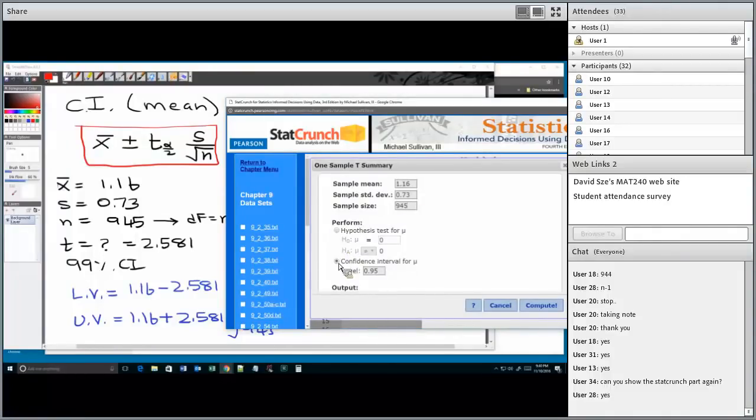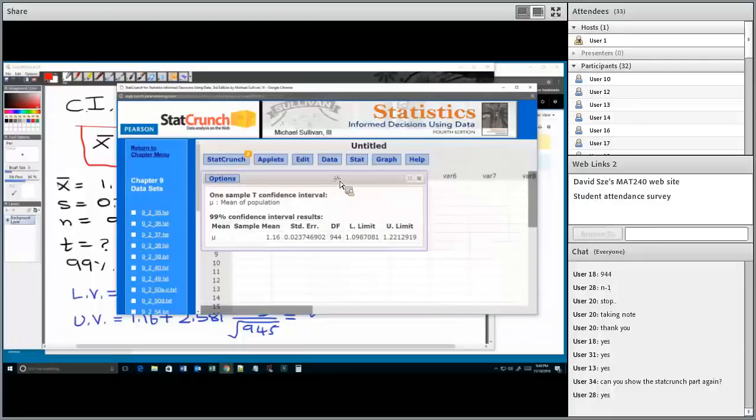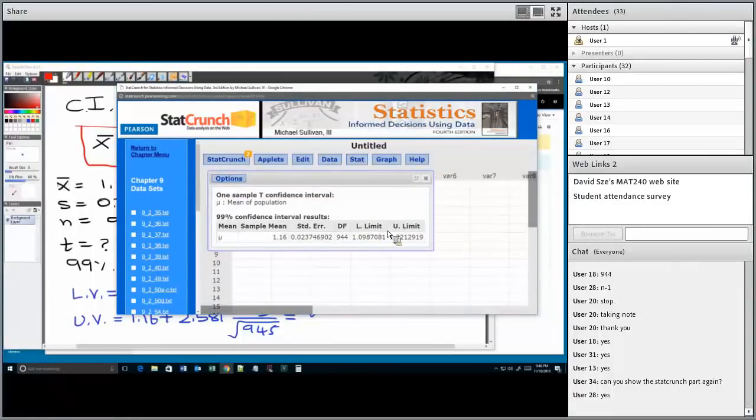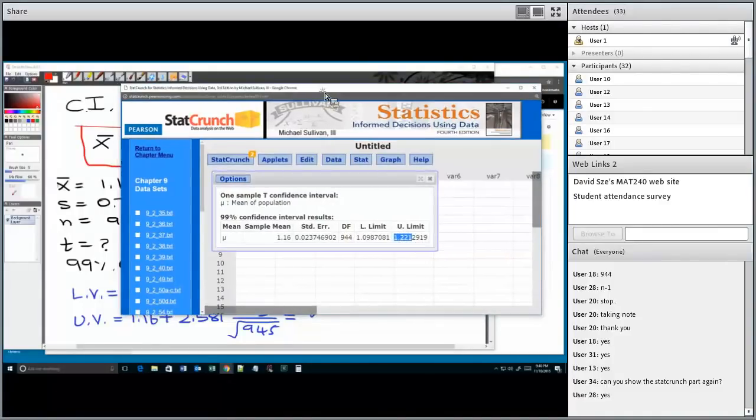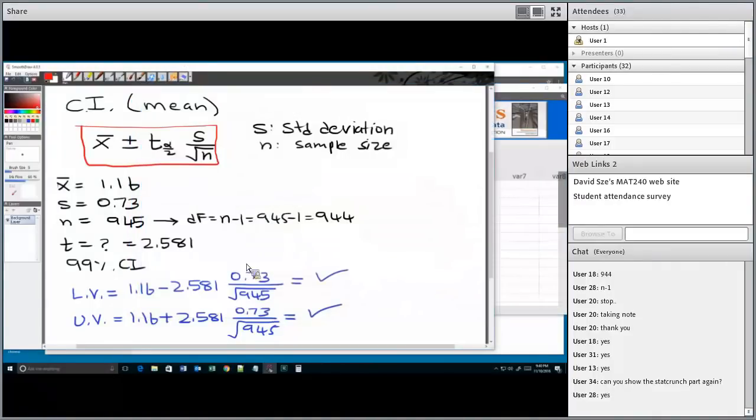Switch this to confidence interval and type 0.99 because you have a 99% confidence interval. So 0.99 and hit compute, and you get your lower limit and the upper limit, and it is 1.098 and 1.221. How easy is that, right? But now you know how StatCrunch actually does this. It actually does these calculations in the background.